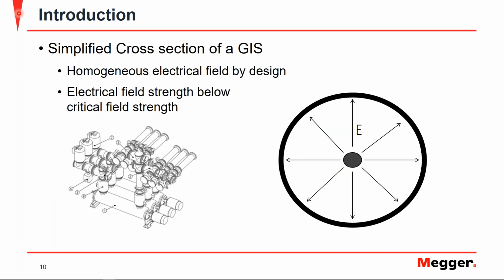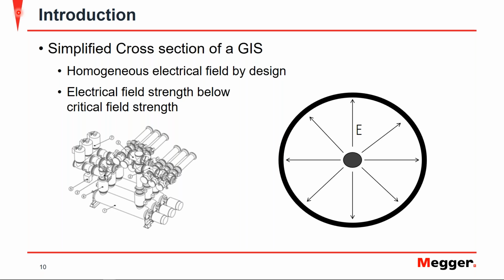Looking at the simplified cross-section, the design in terms of the electrical field is supposed to be uniform throughout the GIS. So we can see a nice uniform, or homogeneous, electric field throughout the GIS system. Now, this electrical field is also designed to be below the critical field strength in normal operation. And what that means is during normal operation, you won't have any arcing or sparking or anything of that nature due to the design of the electrical field being below that critical field strength.